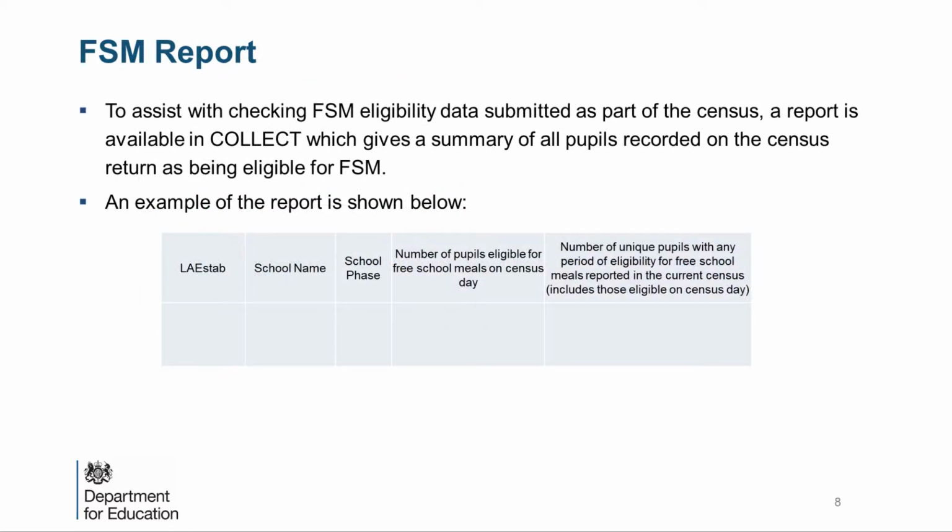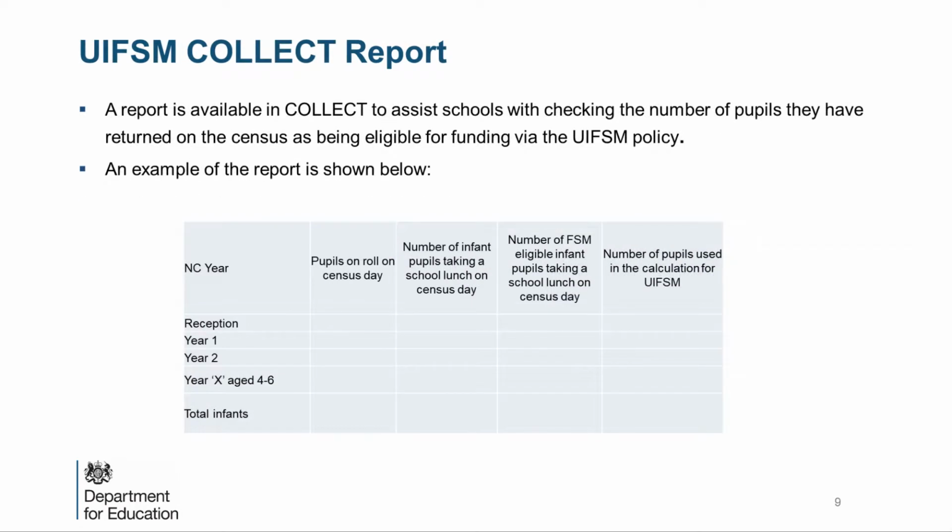The FSM report will allow you to check the FSM eligibility data submitted in your census. Please note that this report refers only to the FSM eligibility recorded in the current census collection and not the FSM Ever 6 measure used to allocate the pupil premium. The UIFSM report will provide a breakdown of the pupils that will be used in the UIFSM funding calculation.